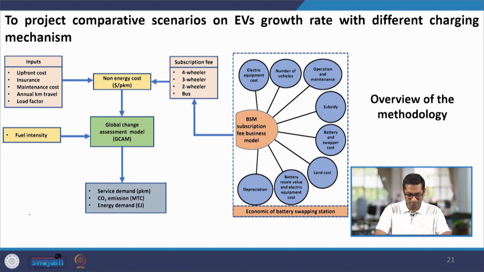So, we made a business model and we tried to do this for all the kinds of EVs, which included the 4-wheelers, 3-wheelers, 2-wheelers and the buses. And we also took into account the upfront cost, the insurance, the maintenance cost, the kilometers that were traveled, the fuel intensity, and we tried to understand the effect of the overall thing using an integrated assessment model, which was GCAM, on the service demand, the CO2 emissions and allied things.